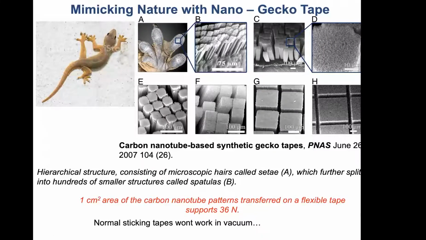With normal tapes, you all know that they will not work if you do it multiple times. At a very high shear rate, they will never work. In vacuum, they will never work. But these kinds of issues are not there when you use these Gecko tapes. So it's a very interesting concept. It is taken from nature, and using advanced materials, you can implement it for applications.